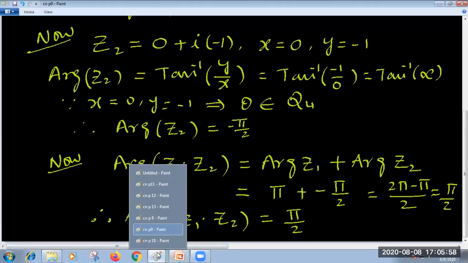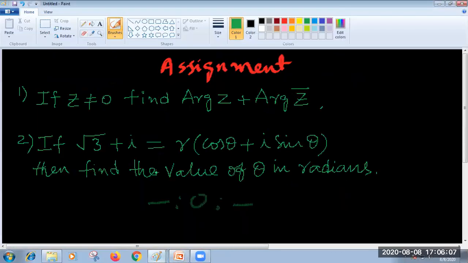Now we are running out of time. You can take some assignment questions. So for today's class, this is the assignment. You can work out these problems at home. If z is not equal to 0, find argument z plus argument z bar. If root 3 plus i is equal to r cos theta plus i sin theta, then find the value of theta in radians.